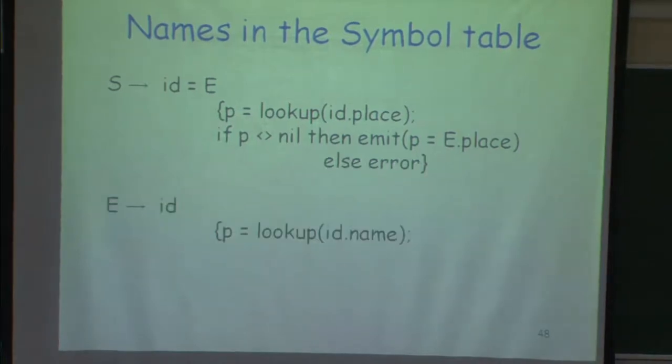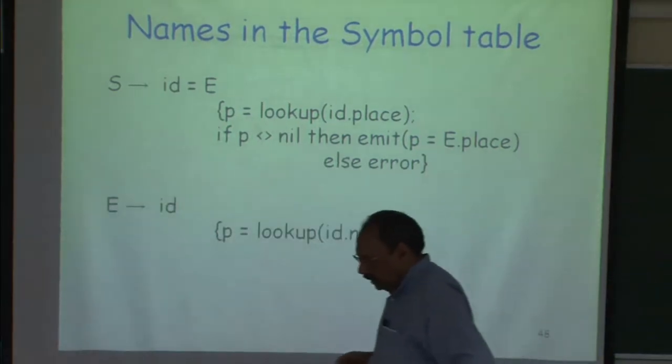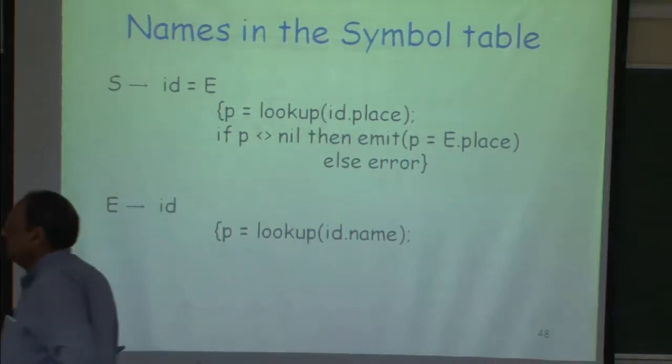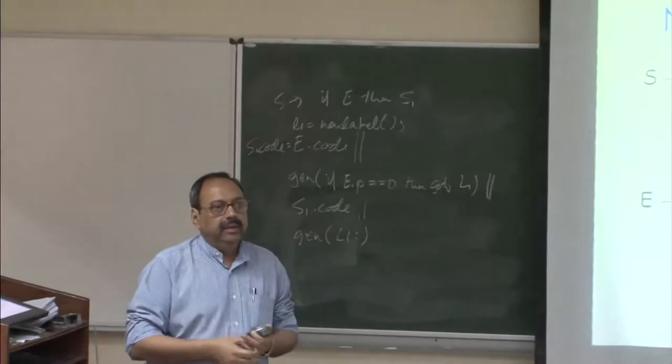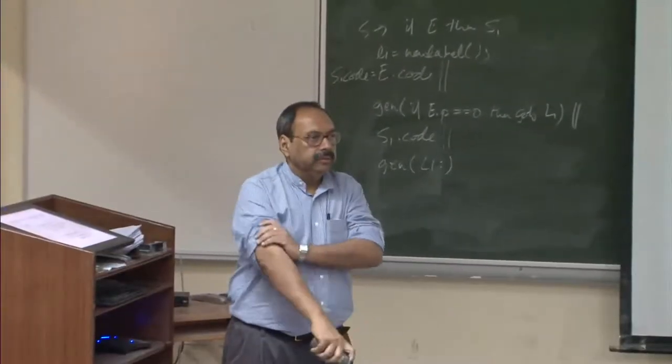Similarly, when I say E goes to ID, these are the two places where I need to access my symbol table. If E goes to ID, all I need to do is look up this ID, and if it is not null, then I say E.place is P, otherwise this is an error. Okay? So this is the only additional thing I need to do now, which is to check whether this value is already in the symbol table, because I don't know when I start parsing that the value may not be there at all.